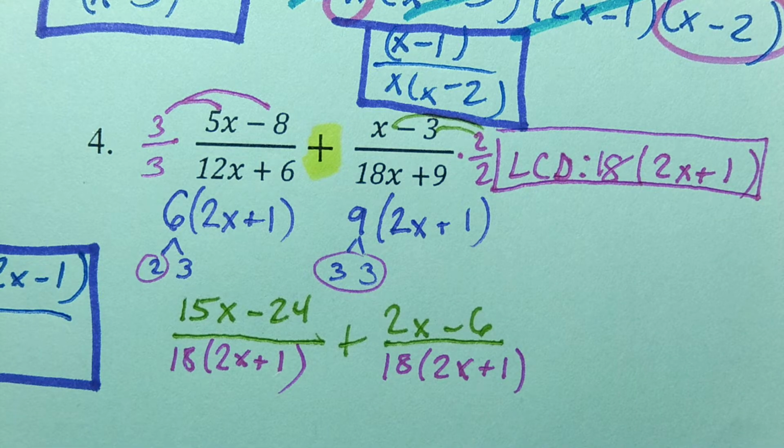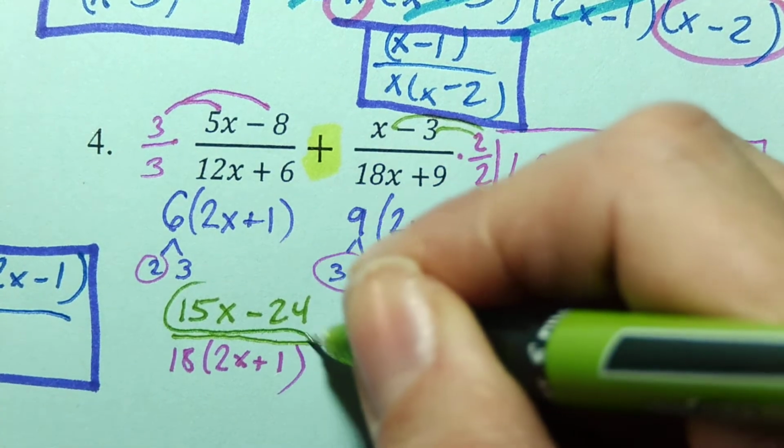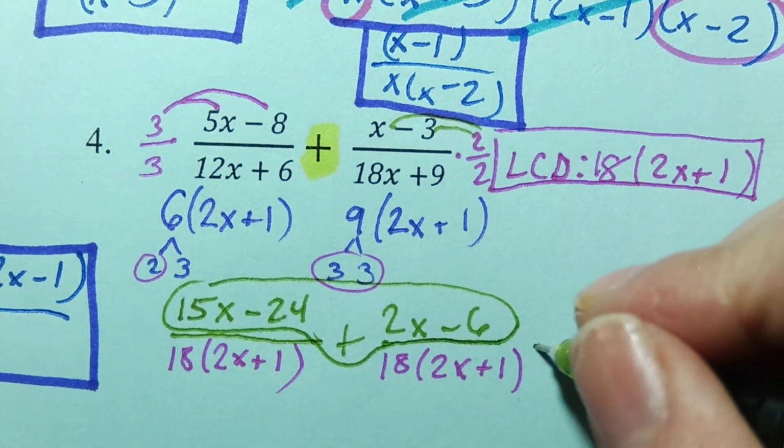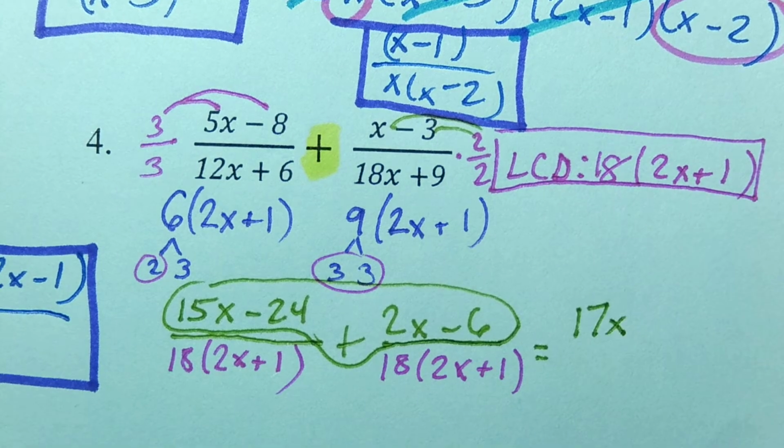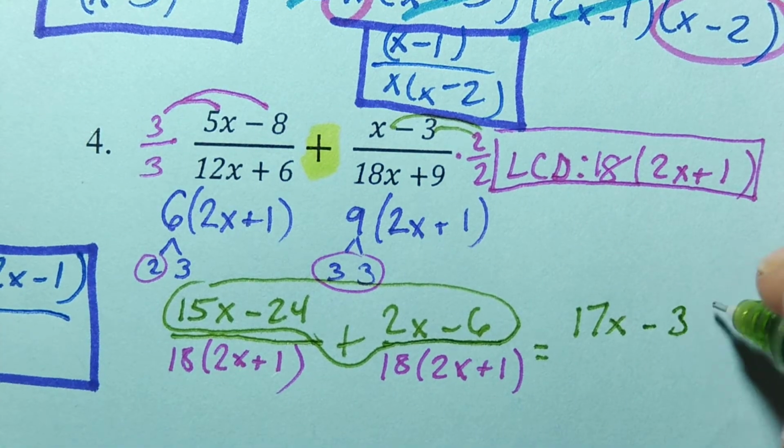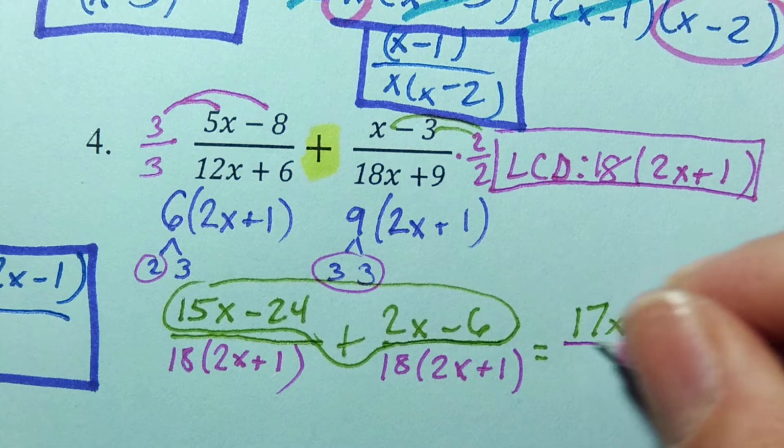So now that we have a common denominator, what are we going to do with the tops of those fractions? Add them. So 15x minus 24, we're going to add that to the top of this one. So that is 17x minus 30 all over that common denominator.